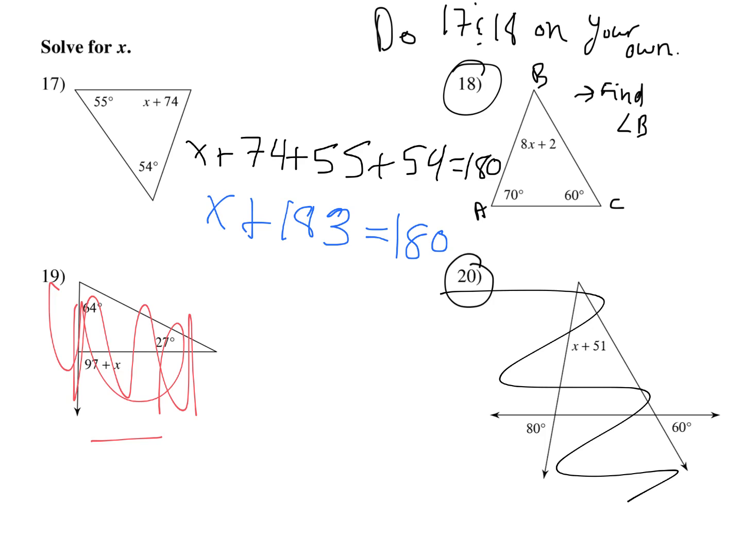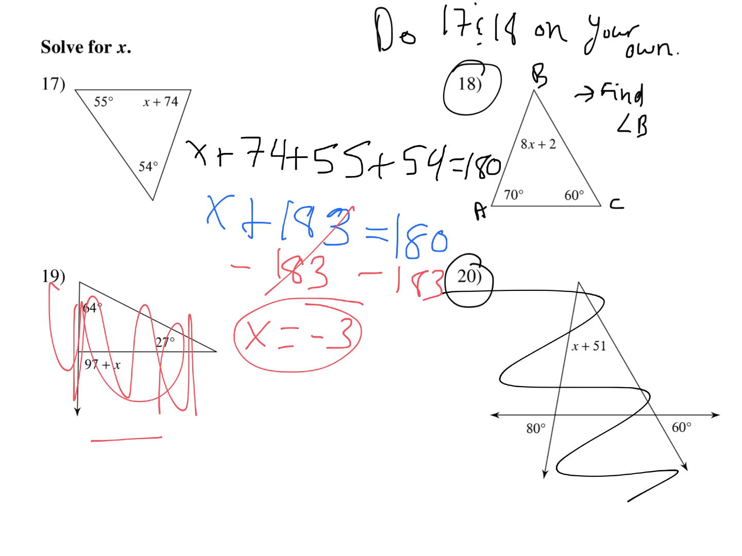Now remember, you can get a negative with this, and that still won't be a problem. So we would do minus 183, because we want to get x alone, minus 183. So 180 minus 183 is going to be x equals negative 3.